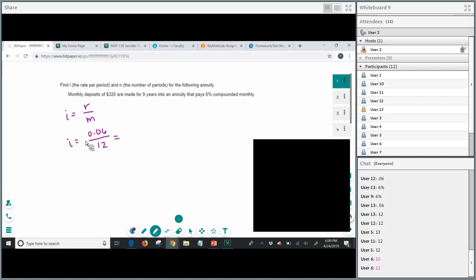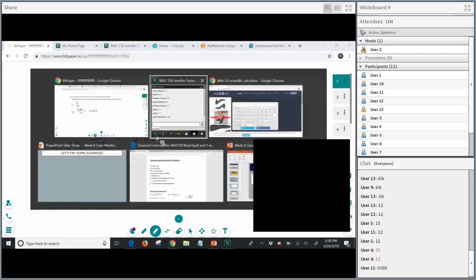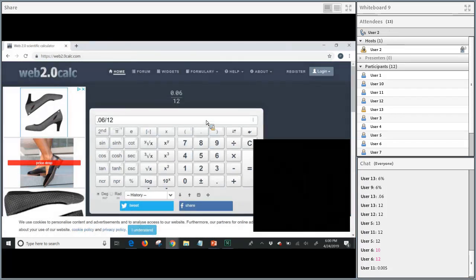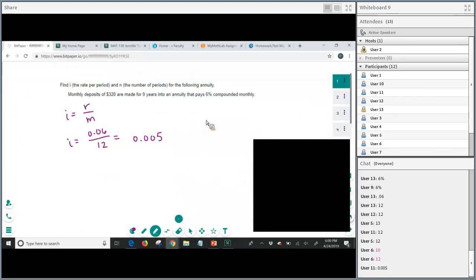Okay, so using the calculator, can anyone tell me what I, the rate per period, is for this example? Yes, it's 0.005. Okay, so all you would have to do is in the calculator throw in 0.06 divided by 12. To show you real quick, even though you probably got it, it would just be 0.06 divided by 12. That's it. Okay, so 0.005 is correct.